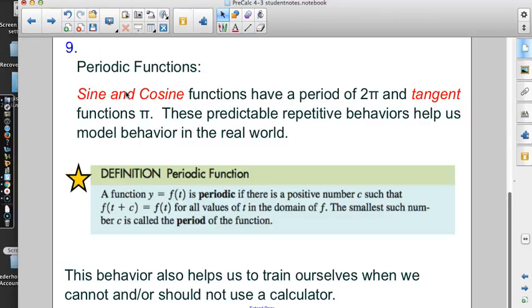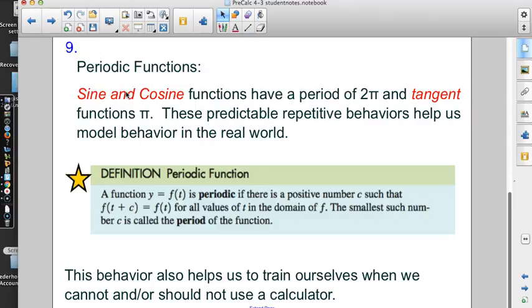We're not going to jump into word problems at this point, but we want to see that repetitive behavior and how that'll help us calculate some of these. So a function y equals f of t is periodic if there is a positive number c such that f of t plus c equals f of t. What on earth are they saying?